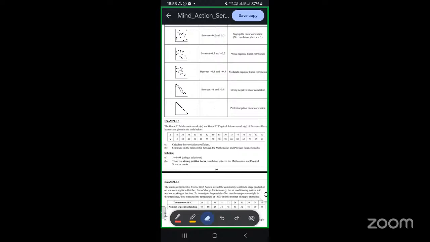Yes, sir. Okay, if you're okay with that, now comment on the relationship between the results for maths and physical sciences. They said it's a strong positive linear correlation. Why? Because there is a larger number for the correlation coefficient. Do you understand their answers? Yes, sir. Are you sure?